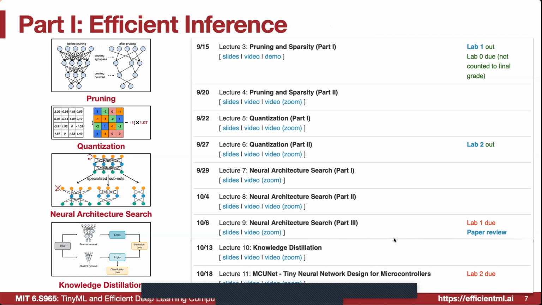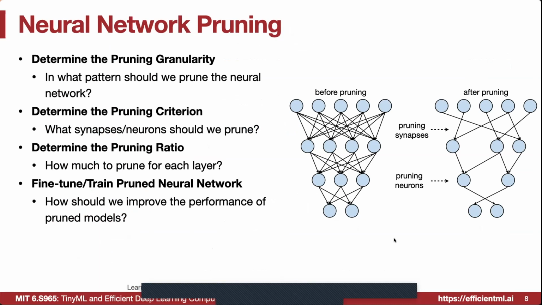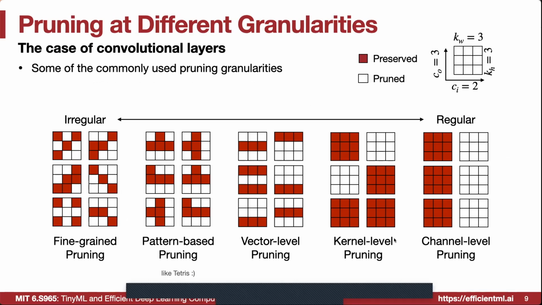So part one, we talk about efficient inference techniques, including pruning, quantization, neural architecture search, and knowledge distillation. For pruning, basically, we can safely remove lots of the connections in the neural net without hurting the accuracy. Lots of you have made wonderful presentations. You explored different characteristics beyond the efficiency characteristic, which is very awesome. We can also prune across different granularities, from fine-grained pruning, where we can prune more, to coarse-grained pruning, where we can prune less, but it is easier to accelerate.